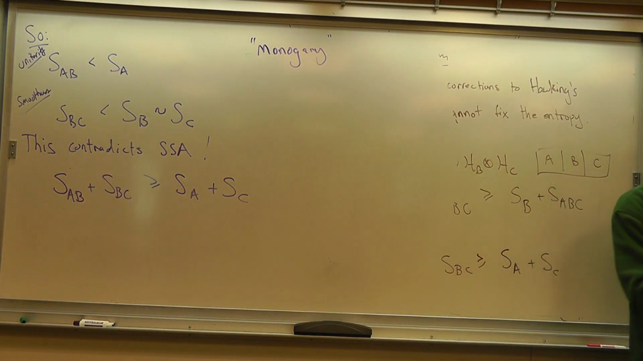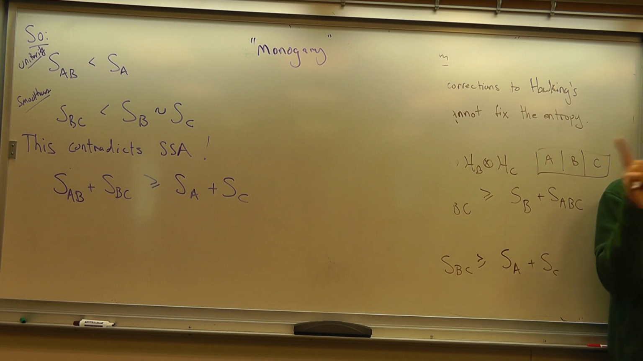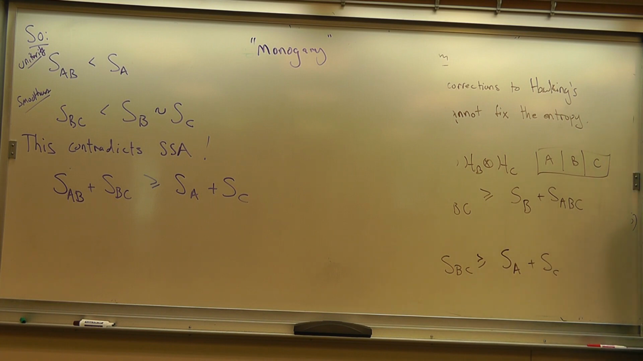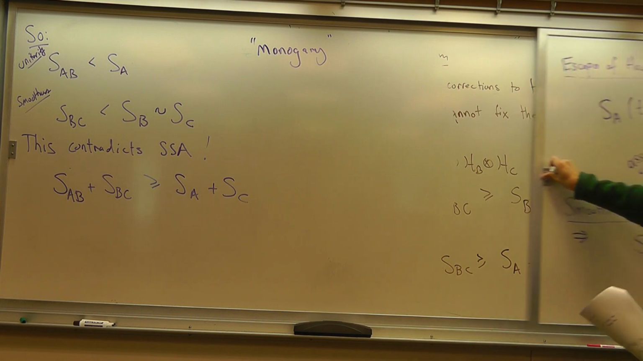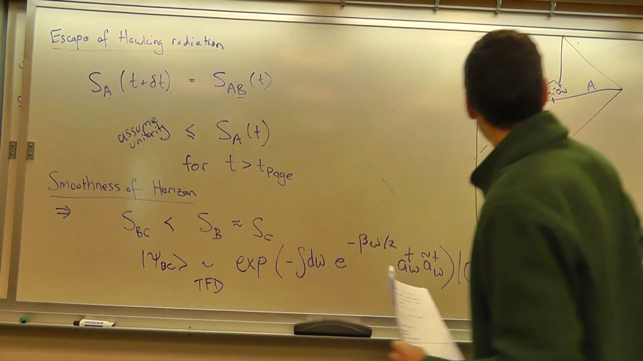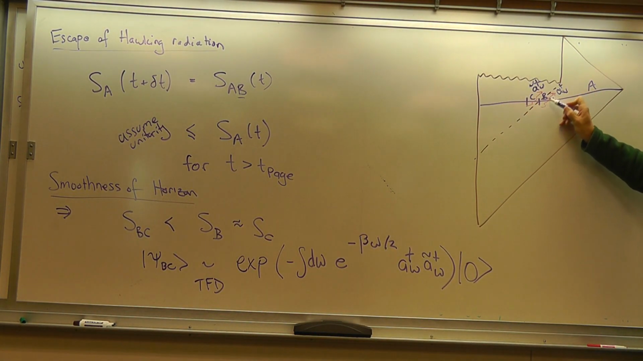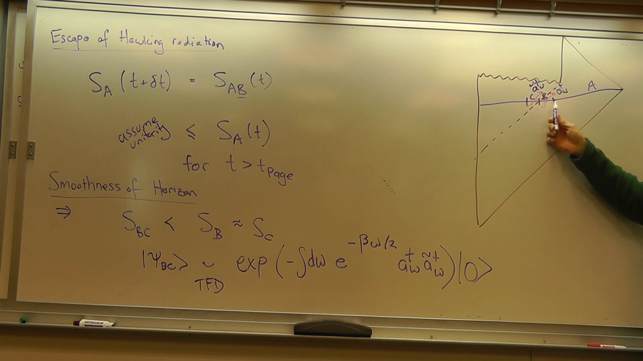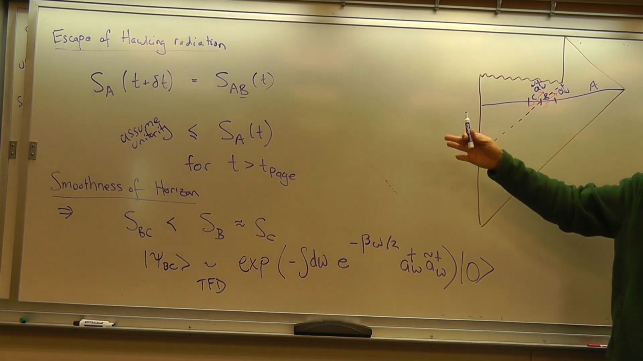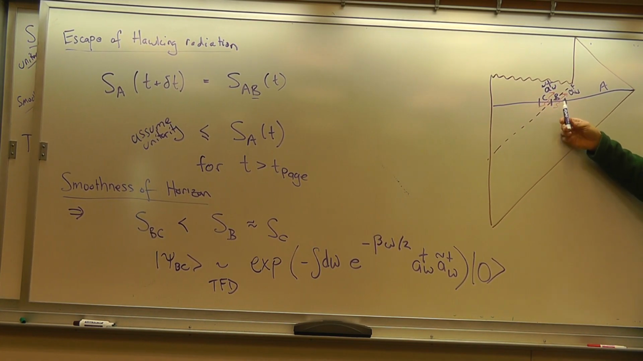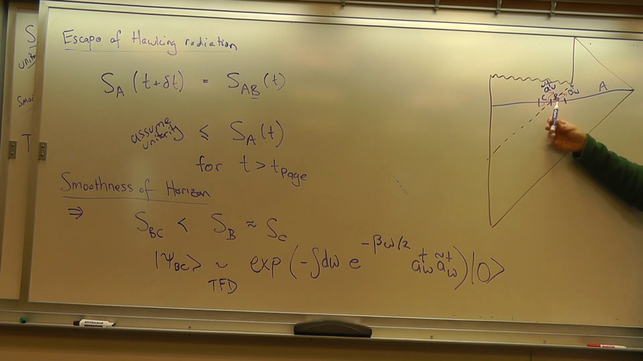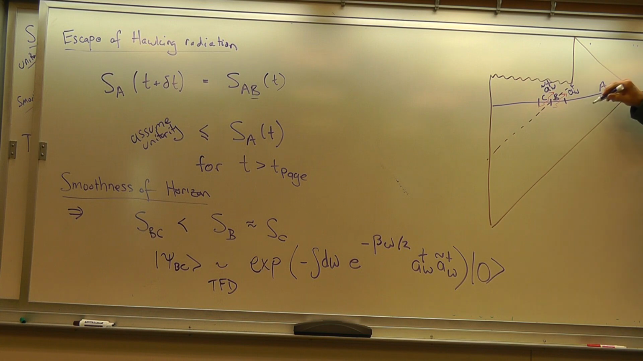Which is just saying that a particle can't be highly entangled with two other particles. Let me say it in the context of the black hole. The question is, who is this particle here entangled with? Smoothness of the horizon tells you that that particle has to be highly entangled with its partner behind the horizon. But monogamy, which we could think of as this strong subadditivity inequality in this context, says that if it's highly entangled with its partner behind the horizon, it cannot also be highly entangled with the Hawking radiation that's already escaped, the early Hawking radiation.